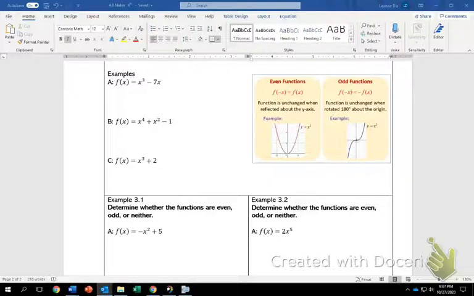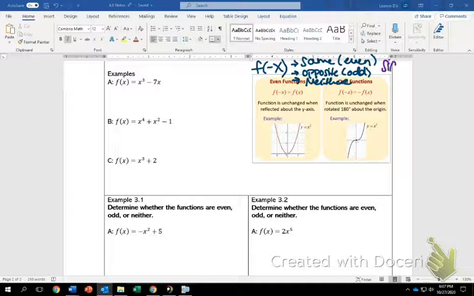Again, with our even and our odd functions, remember that in order to do this, we are plugging in a negative x, and that means we're going to have 3 possibilities that are going to occur. We're either going to end up with the same equation that we started off with, which means it would be even. We could end up with a complete opposite, which would make it odd. Or we could end up with neither of those, and we would just say the answer is neither.